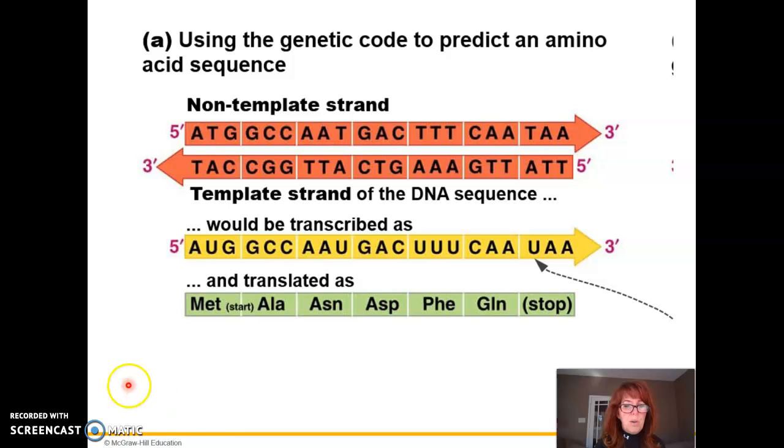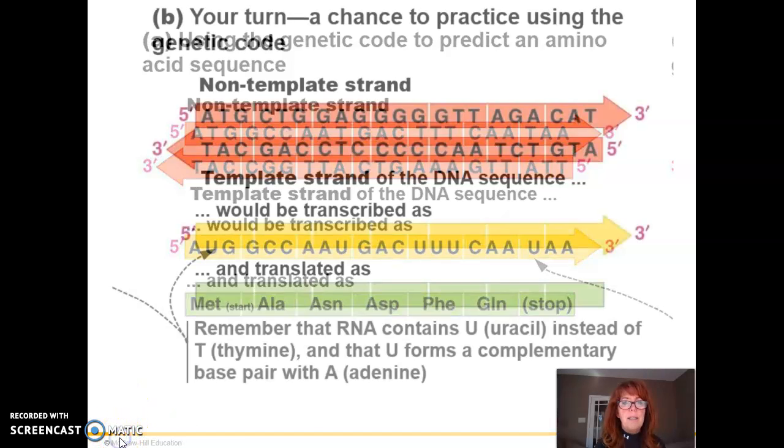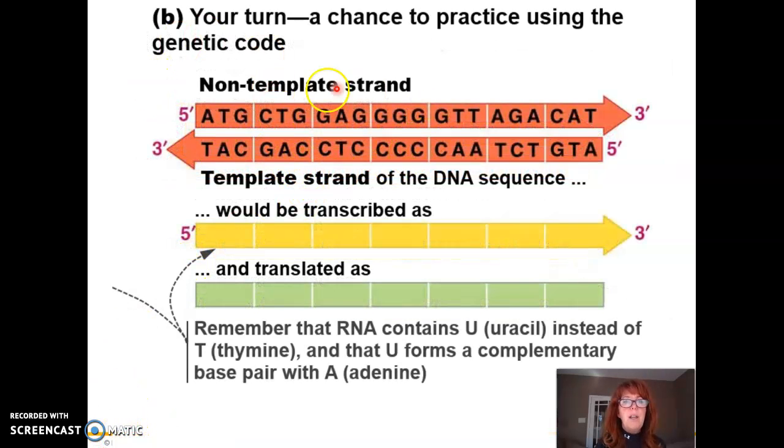So what I'd like you to do at the end of this video is to pause and to take this double-stranded DNA and tell me what the RNA would look like, and then tell me what the protein would look like. Now, of course, this is just an exercise that you're going to do for yourself. You don't have to turn that in, but it's a good way to make sure that you understand how the process works.